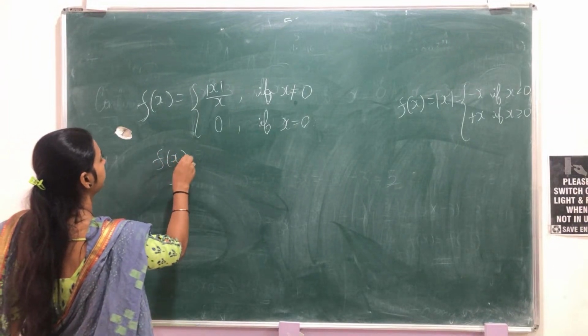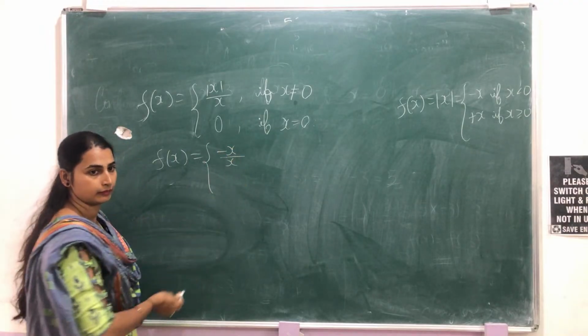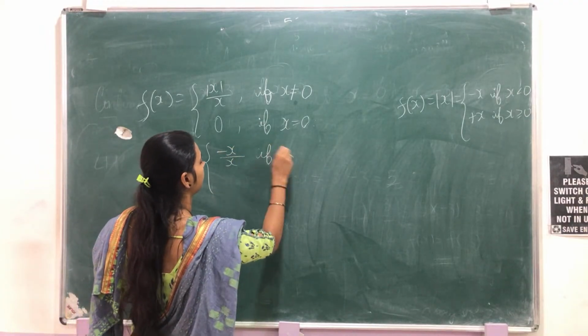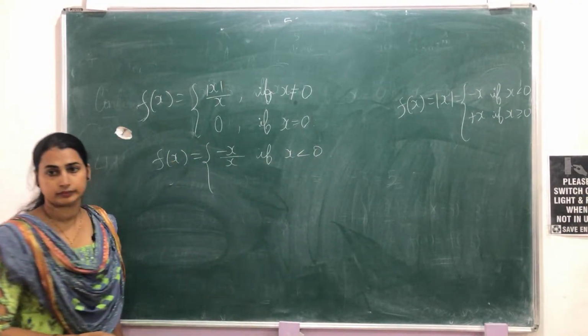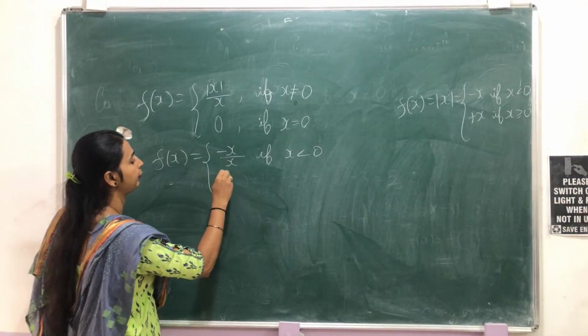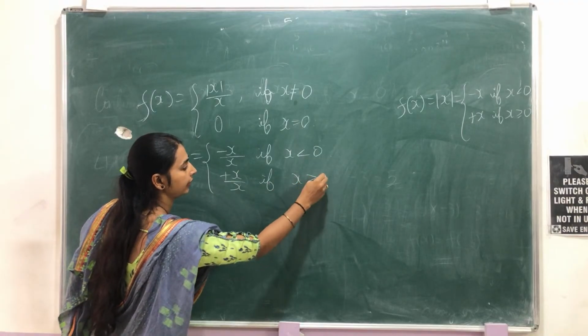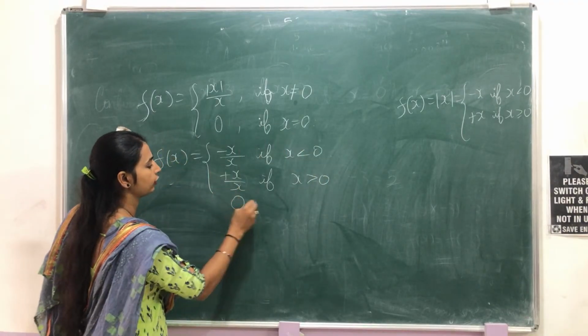So f of x equal to mod x will be negative x if x is less than 0. Got it? Understood? And mod x will be positive x if x is greater than 0. And already 0 they have given.